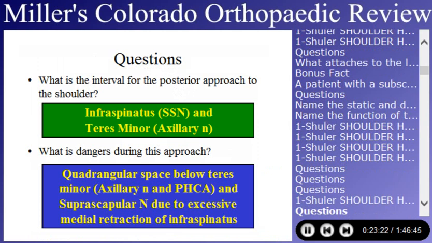We'll go over some test questions on that. Interval for posterior approach to the shoulder is infraspinatus, teres minor. Why is that important? It's important because you do not want to carry your dissection below the teres minor because then you hit the quadrangular space, which contains your axillary nerve, posterior humeral circumflex artery. You also do not want to put excessive traction on the infraspinatus because you can damage the suprascapular nerve.